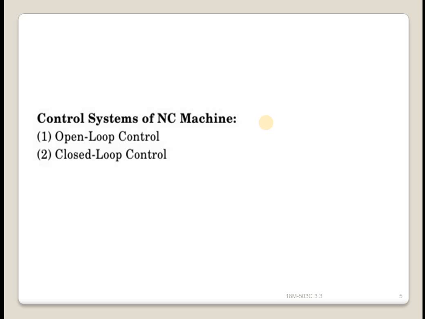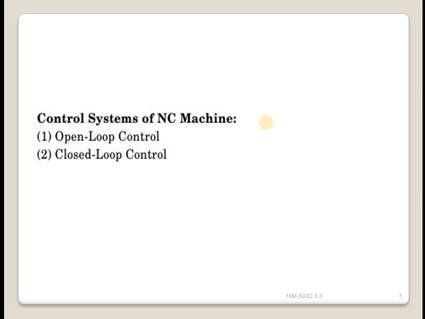Next, I have explained about control systems in NC machines, that is the open loop control system and the closed loop control system. So open loop refers to a system where the communication between the controller system and the motor is one way.